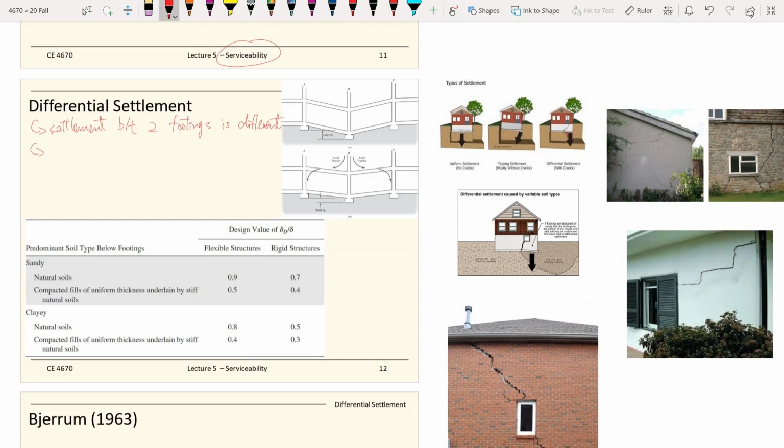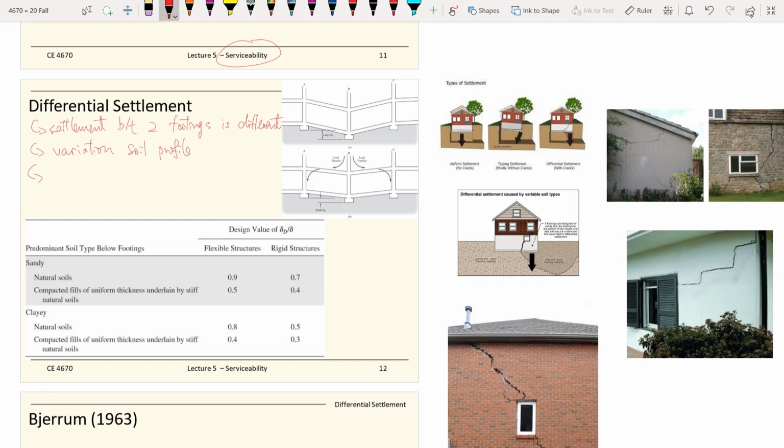Why does this happen? There could be variations in the soil. You may have a pocket of soft soil at certain locations, or maybe you have layers of soft soil that are thicker in one place than another place. That's why the geotechnical investigation program is very important, because you want to capture those soft soil pockets as much as possible, so that it can help you minimize or prevent differential settlement problems.